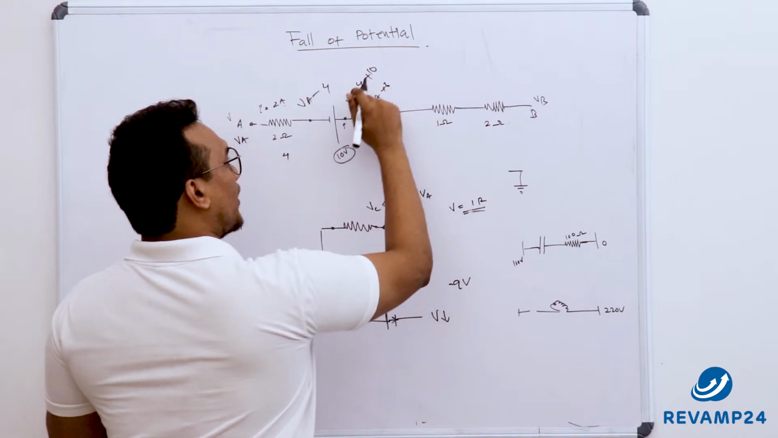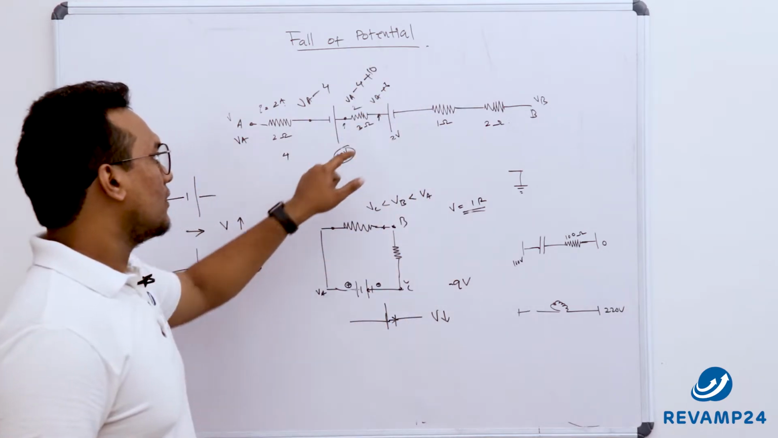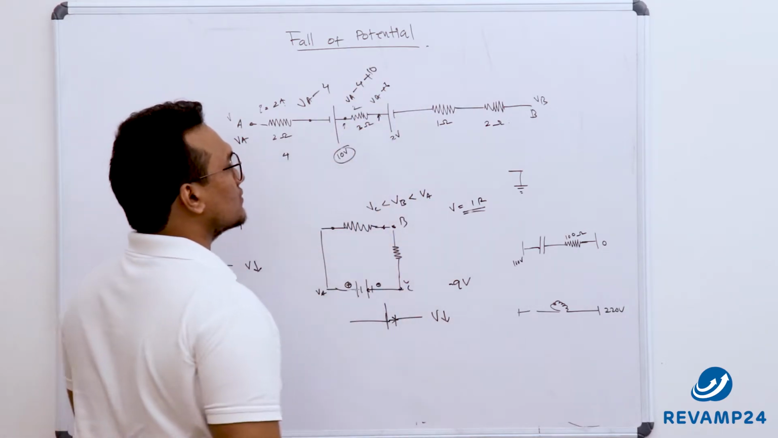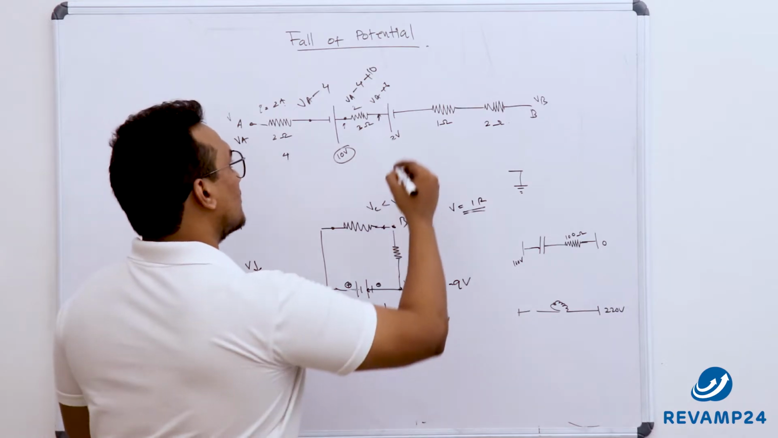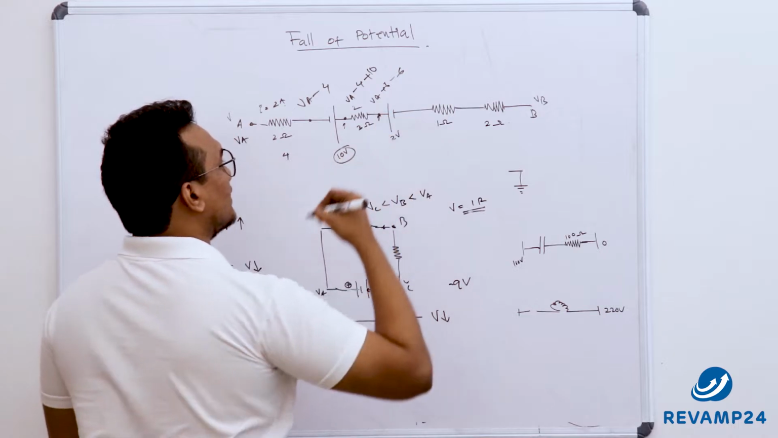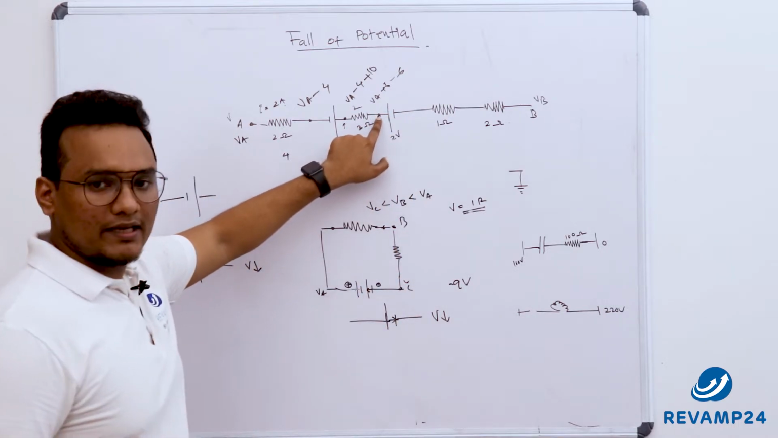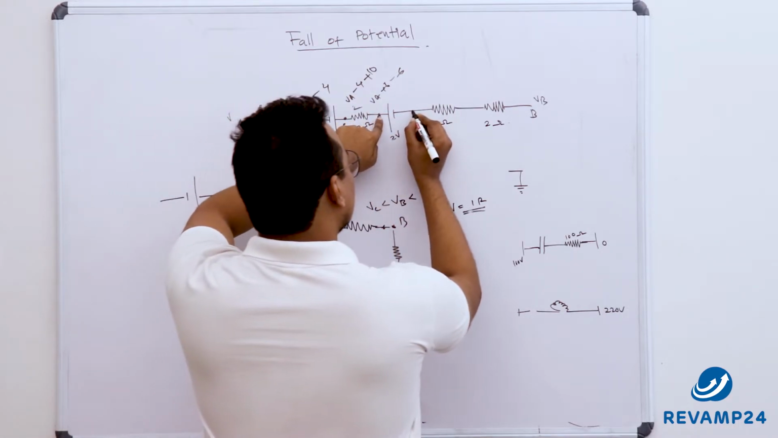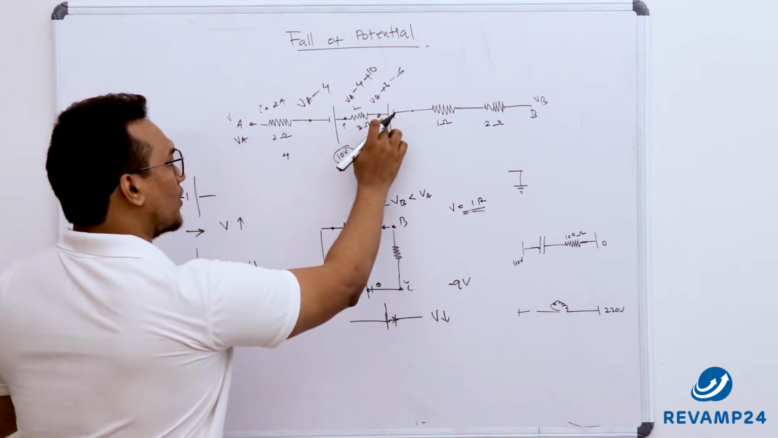Now VA plus 6 is the potential at this point. Okay, from that 2 into 3 will be deducted. What is that? Minus 6. So VA plus 6 minus 6, that will be VA here itself. Now it is VA here and we have got a battery. Now it is moving from positive to negative.